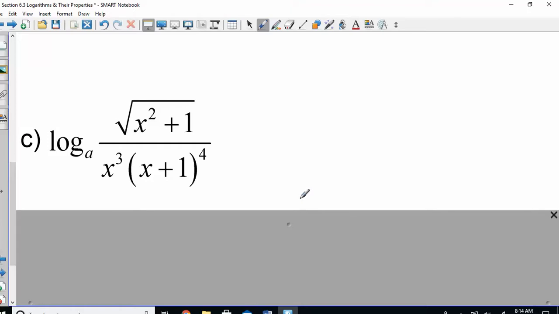Okay, how many things do we have? 3. So we will have 3 logarithms when we go through this. If it is a square root, what kind of power do we write for that? 1/2. So is it okay if I go ahead and just drop that 1/2 down in front? So 1/2 log base a of x squared plus 1.